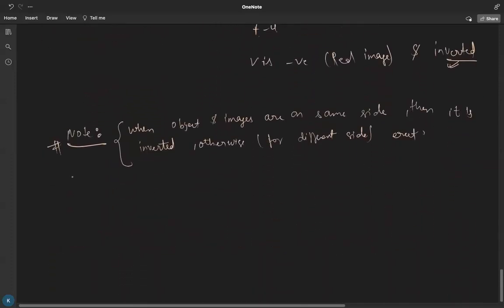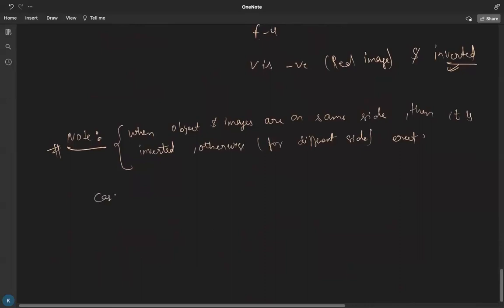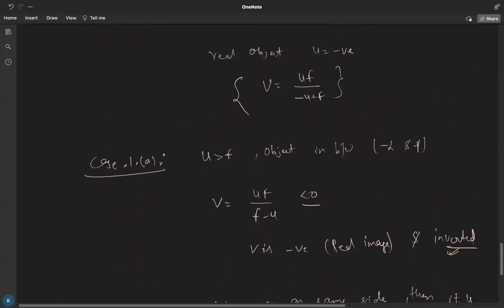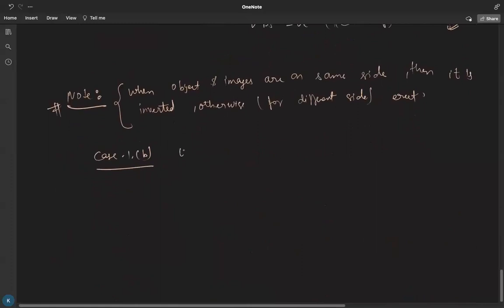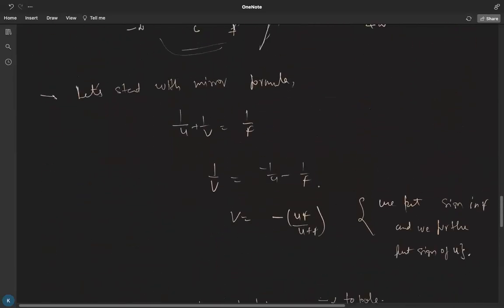Okay, now, where am I? Oh, I have to discuss case 1b. So in that case, we are going to discuss when u is less than f. When u is less than f, we have the formula v is equal to uf by f minus u. So this will come out as positive, that means this is greater than 0. V is positive. So when v is positive, what will we get? We'll get a virtual image, because it will be in the backside of the mirror, right?